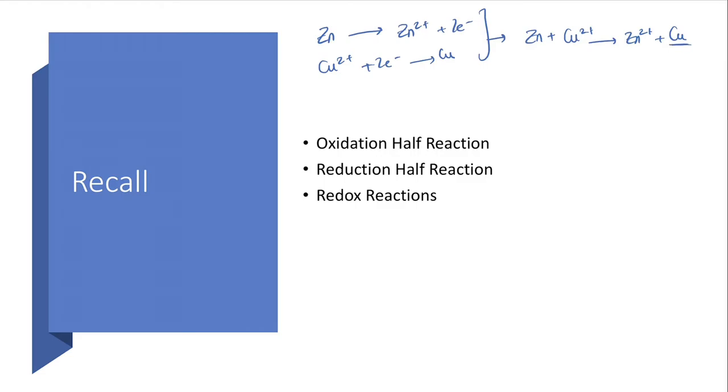That's why we concluded that the Zn loses electrons and undergoes oxidation, and Cu gained electrons and undergoes reduction, and we say that the electrons were transferred from Zn to Cu2+. And we mentioned that the redox reaction is the overall reaction, the addition of the oxidation half reaction with the reduction half reaction. When we add these two half reactions together, we form the redox reaction. And we talked about how redox reactions mainly involve the transfer of electrons from one chemical species to another.